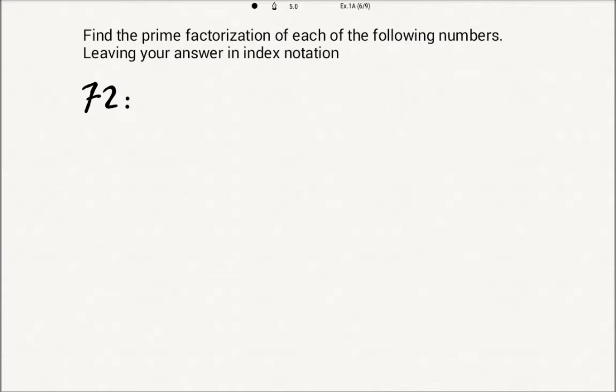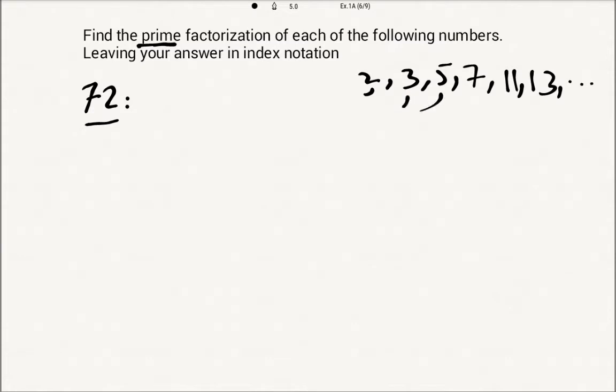Always remember, prime factorization means you will factorize 72 with prime numbers. So what are prime numbers? Prime numbers are 2, 3, 5, 7, 11, 13 and so on. And always remember, you have to start first with 2, and then use 3 and 5. Don't jump ahead. For example, you use 2 first and then jump to 11 or 5.